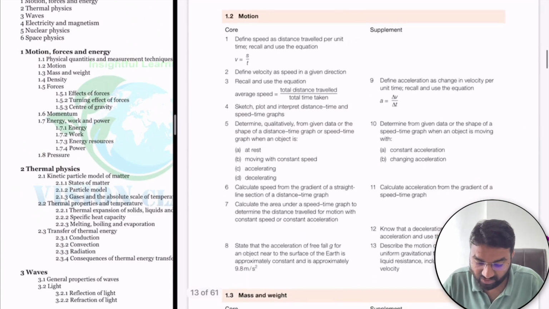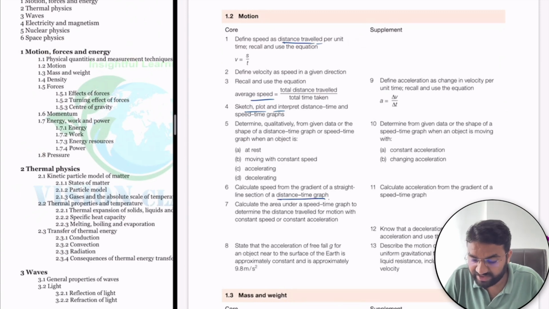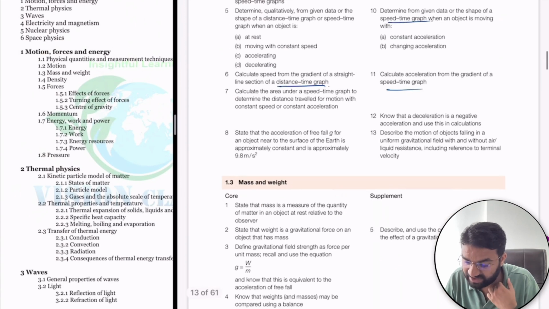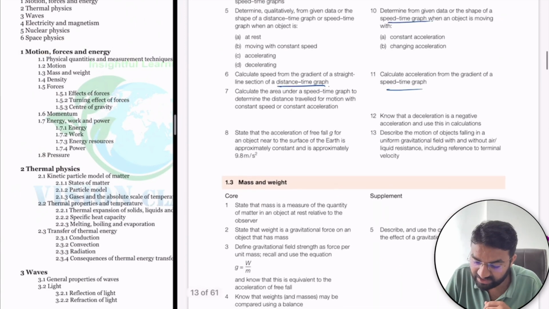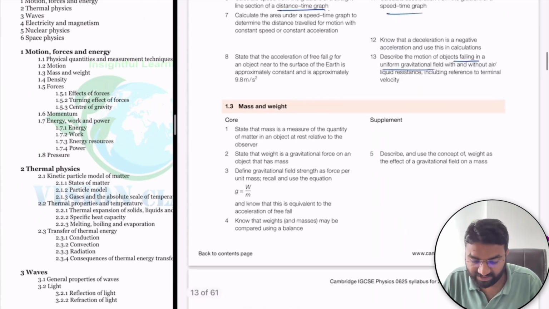Then next, motion. We have distance traveled, average speed, sketching the graphs, acceleration, deceleration, and the distance time graph. Then extended students have to learn and understand acceleration, speed time graphs, constant acceleration, changing acceleration. Then motion graphs, and objects falling in a uniform gravitational field with or without air or liquid resistance, and even solve the problems.